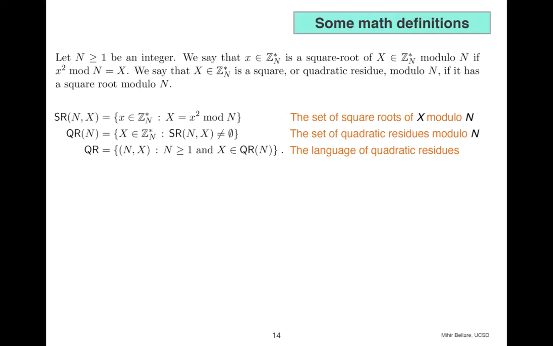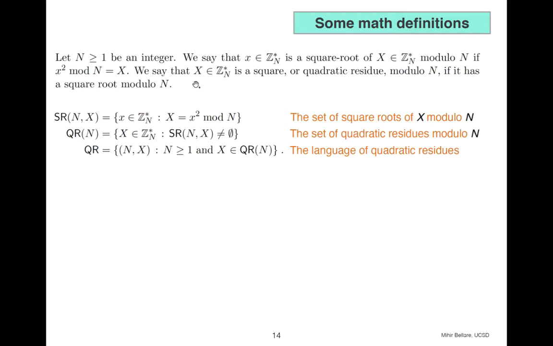So suppose n is an integer, the modulus, then you have a number in the group Zn star. Well, it is a square root of another number in the group, if the obvious thing is true. If I square little x, I get back big X. But now that operation is modulo n, it's in the group. And again, quite obviously, we'll say that big X is a square if it has a square root. If there's some little x such that little x squared mod n is big X.